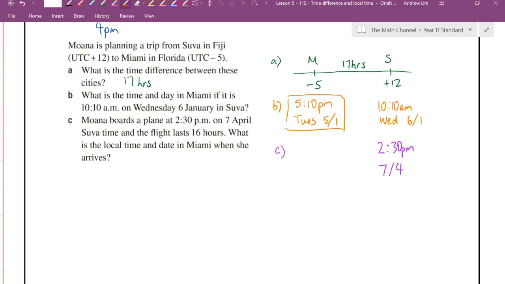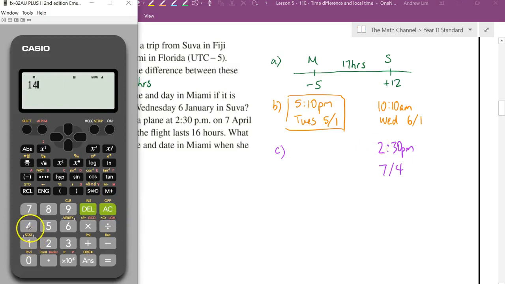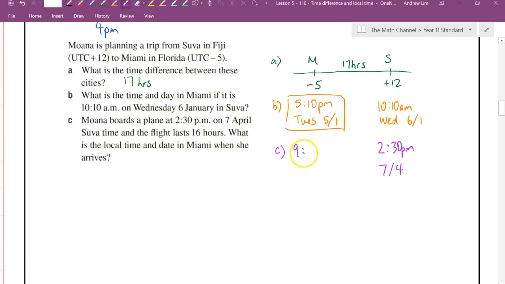So she leaves Suva at 2:30 p.m. What time is that actually in Miami? Well, we're going to minus 17 hours. So 2:30 p.m. we know is 14 hours and 30 minutes. I'm going to minus the 17 hours. Oh, that's a negative answer, so I'm going to add 24 hours to that. Alright, 21:30, that tells me that's 9:30 p.m. the previous day, the 6th of the 4th. Now that's the time that the plane actually leaves Suva.